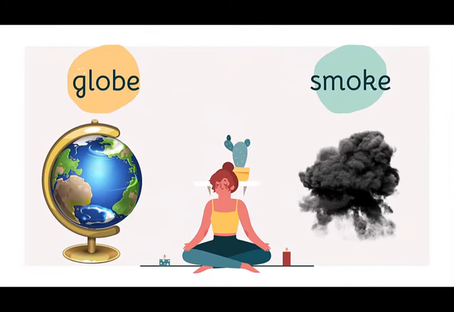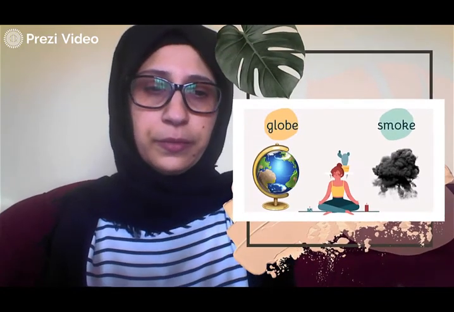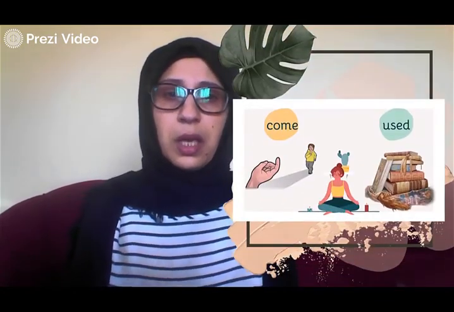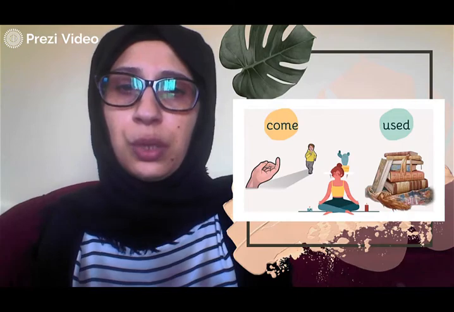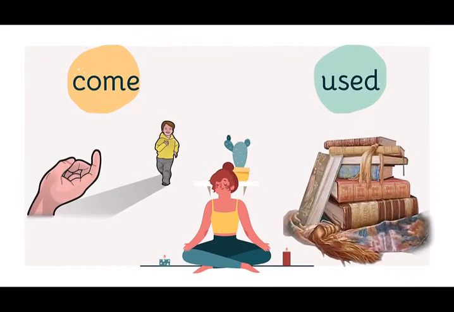I have now the words globe and smoke. So globe, this is a globe. Okay, as you can see, this is the planet Earth. And the second one is smoke. So smoke comes from fire, for example. Okay, this is smoke. Next I have come and used. So come is like when you point to someone to come to you, and used, for example, this is a picture of used books.